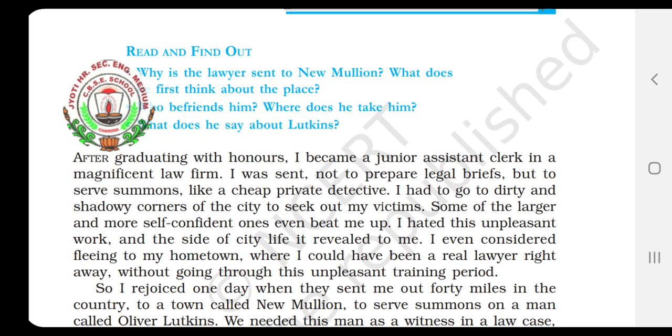So, what we came to know here, after graduating, the narrator tells that he had completed his graduation in law, okay, and he joins one law firm as a junior assistant clerk there. Okay, it was a magnificent firm. Magnificent means very grand, large and beautiful firm. So after having that degree, he joined that firm, and there, what was his work? He doesn't have to prepare legal briefs. Legal briefs means the legal summaries, the documents, etc. Okay, that was not his work, but his work was to serve the summons.